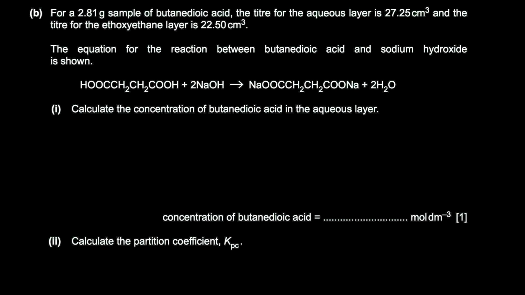For a 2.81 gram sample of butane dioic acid, the titer for the aqueous layer is 27.25 cm cube, and the titer for the ethoxyethane layer is 22.5 cm cube. The equation for the reaction between butane dioic acid and sodium hydroxide is shown. Calculate the concentration of butane dioic acid in the aqueous layer.